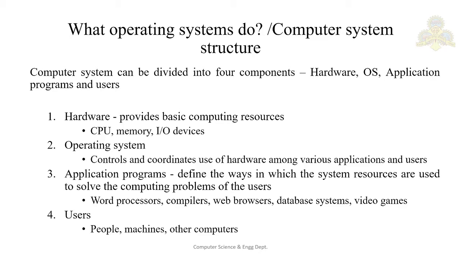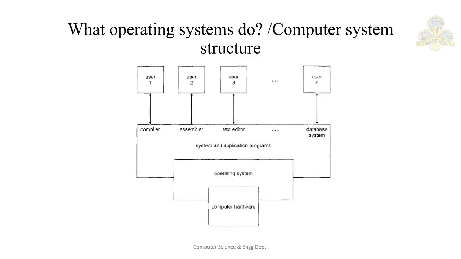So this consists of compilers, loaders, editors, web browsers, etc. The last is users. So who are the users? The people, machines, and other computers. So next we will see the diagram for this. Okay, this is the diagram.